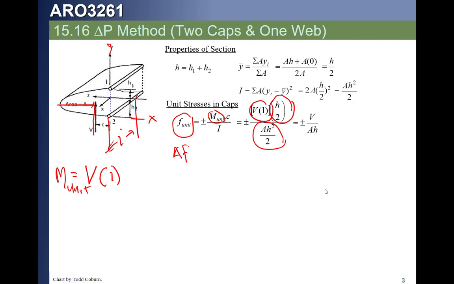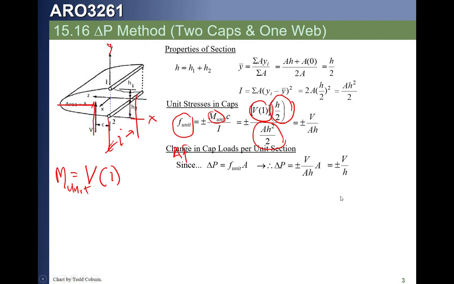Now if we want to turn that into a force, we're just going to multiply that unit stress by the area, and that gives us the force per unit inch, or the change in force, which really is like a shear flow. It's a change in force per unit inch. So that's just V over H.